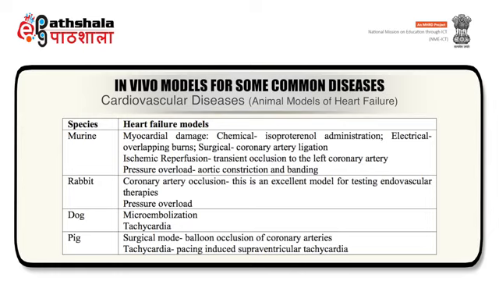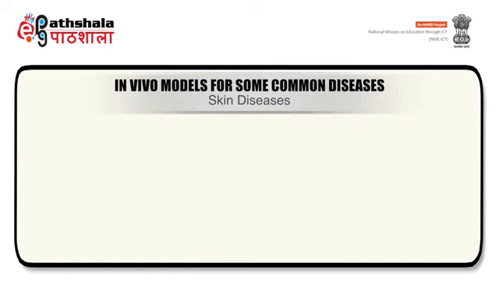For the rabbit, we use coronary artery occlusion and pressure overload. For the dog, we use microembolization and tachycardia. For the pig, we use the surgical model, balloon occlusion of the coronary arteries, and tachycardia for inducing heart failure. The next human ailment we'll be discussing is skin disease.